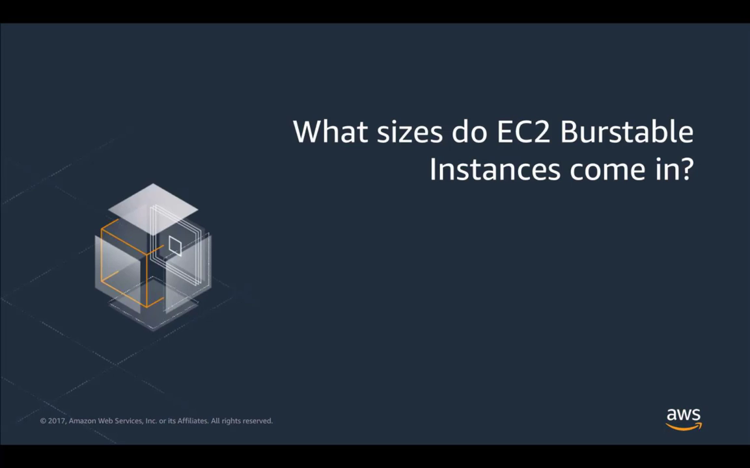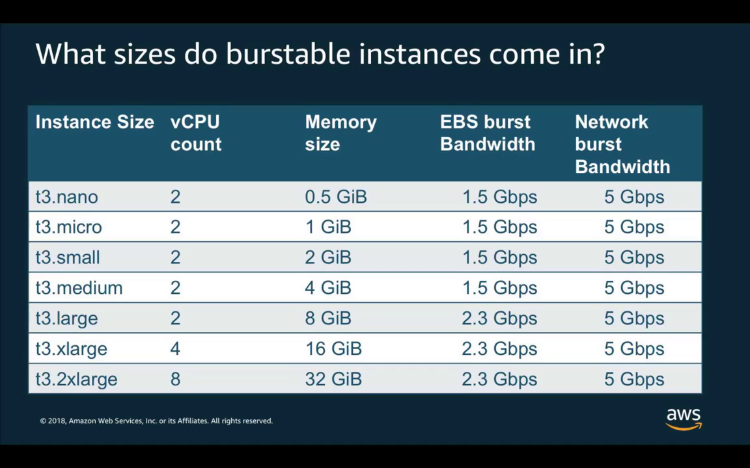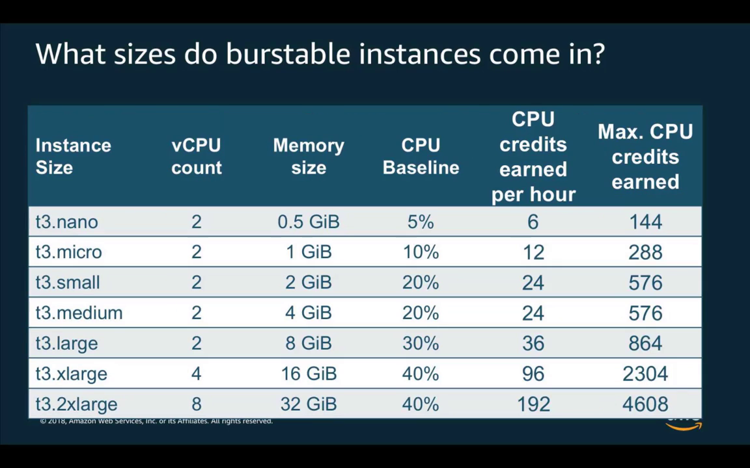So what sizes do EC2 burstable instances come in? Here's a summary table of all the instance sizes offered for T3: the number of vCPUs and memory, along with EBS bandwidth and the network bandwidth at burst. And here's a look at the table of all the instance sizes offered for T3: the number of vCPUs, memory, and baseline CPU, along with the max credits earned per instance size.